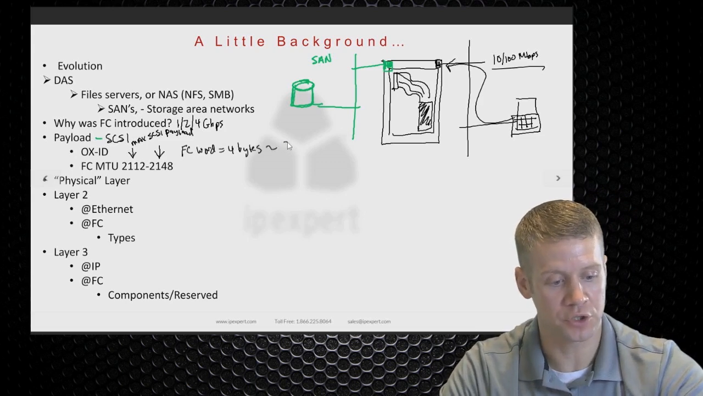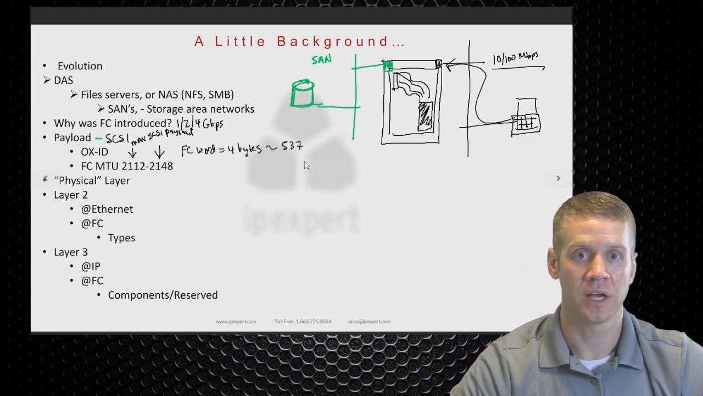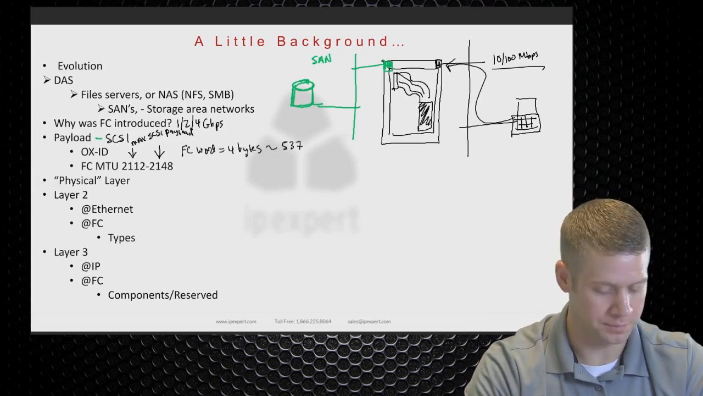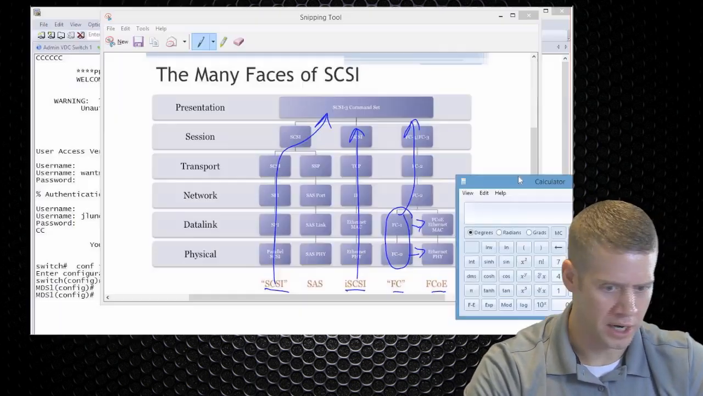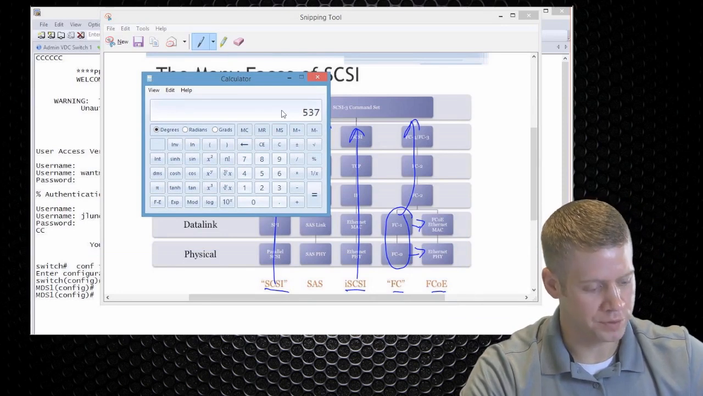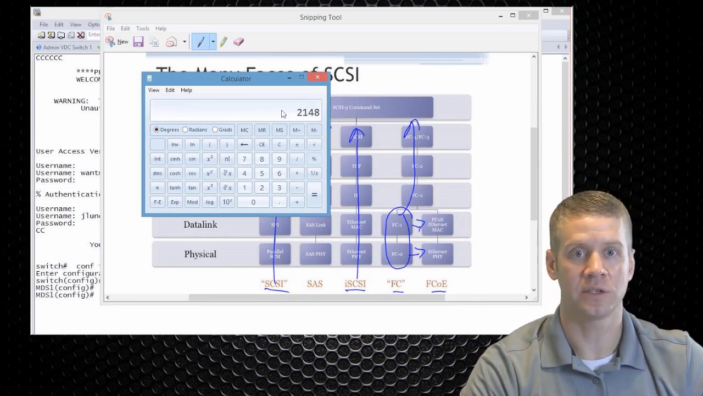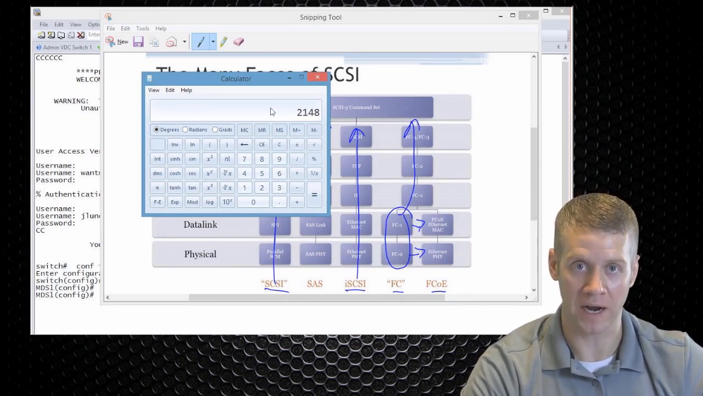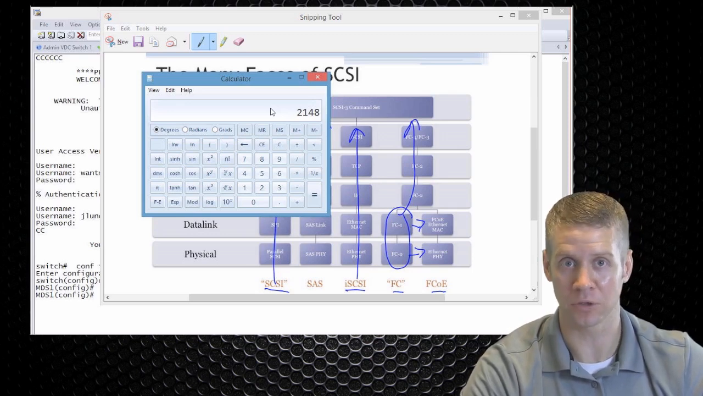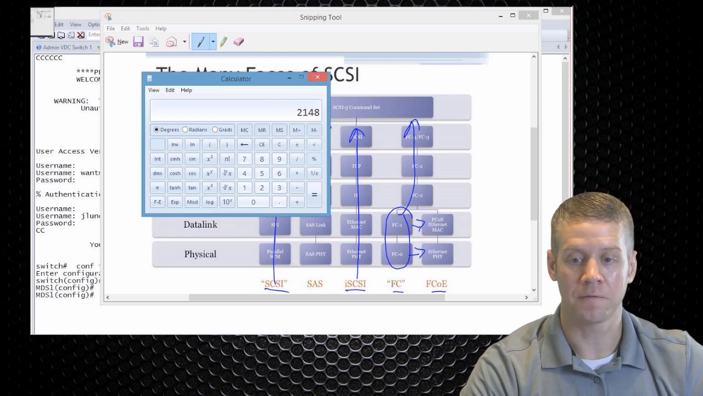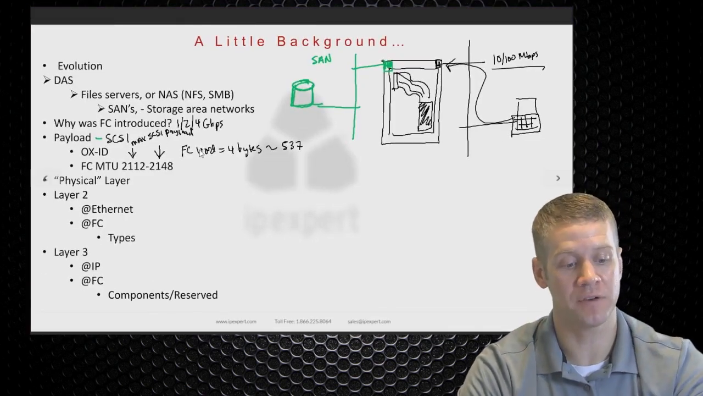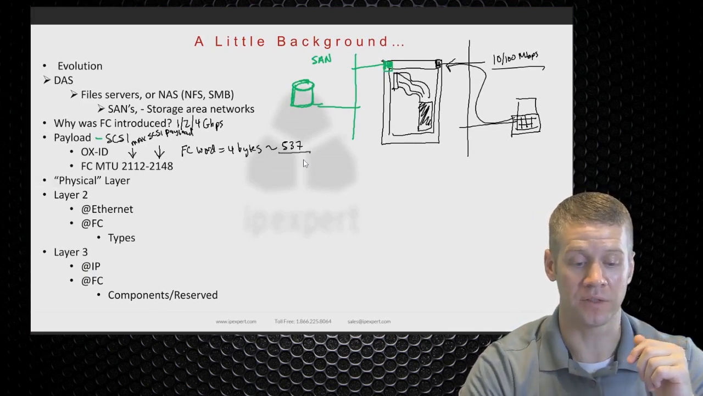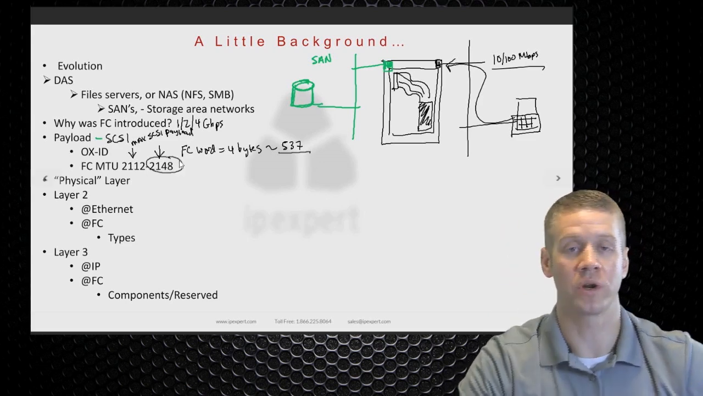We can transmit up to 537 words in a full frame. Now if we do the math there, if I pull up my handy dandy calculator, and we say 537 times 4, we get 2148. So that is where we get our max MTU for Fibre Channel frames. Again, we have 4 bytes per word and up to 537 words in a full Fibre Channel frame. That's how many we can transmit. So that's where the math comes in. That's how we end up with 2148.